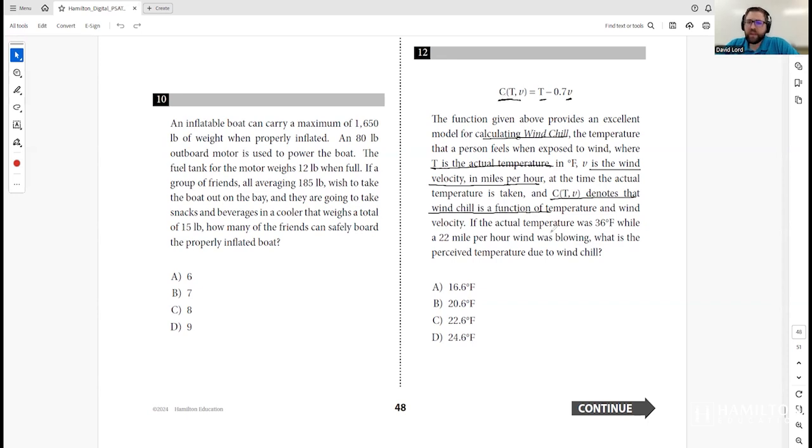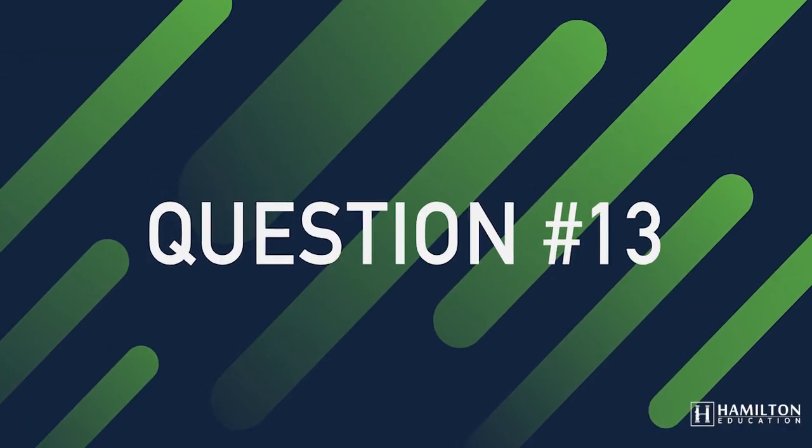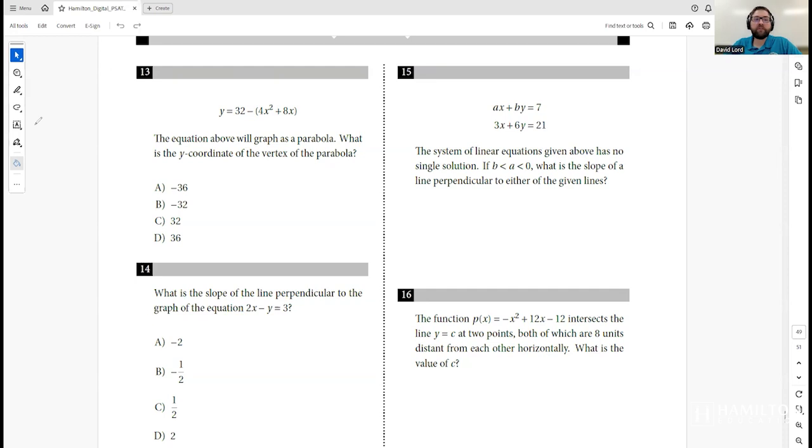Perfect. Now, if the actual temperature was 36 degrees Fahrenheit while a 22 mile per hour wind was blowing, so 36 will go for the T. And then we're going to subtract 0.7 times the velocity of 22, and that is going to be the wind chill. We plug that all into our calculator, and we get 20.6 degrees Fahrenheit. And that's all there is to it. Answer is B. Question number 13. The equation above will graph as a parabola. What is the y-coordinate of the vertex of the parabola?